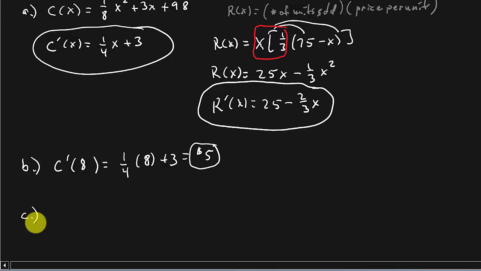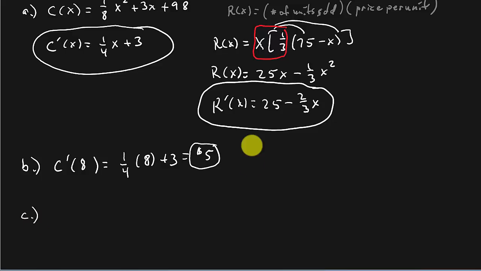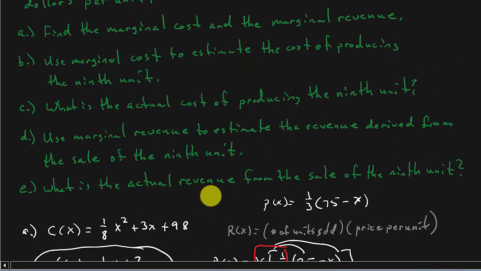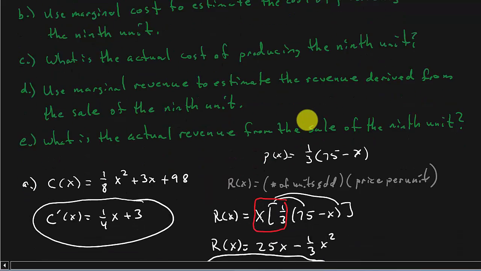All right, so basically whenever they want to know the marginal cost of producing the 9th unit or the 10th unit or the 11th unit, whatever number they give you, you're going to evaluate it at 1 less. Because when you evaluate it at that 1 less, that gives you the cost of that extra unit, that 1 additional. So going from 8 to 9, and that's what they wanted to know, the 9th unit. And then part C, what is the actual cost of producing the 9th unit?